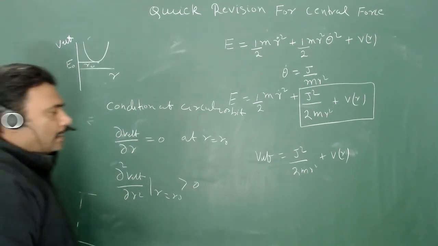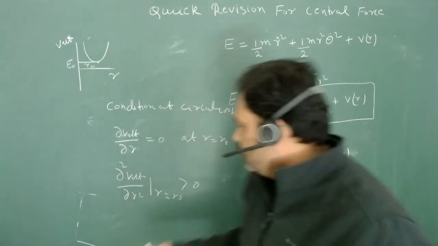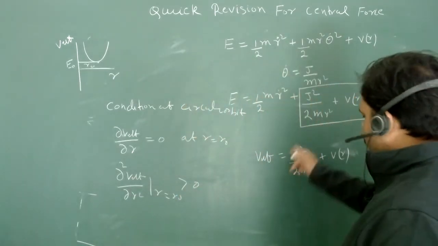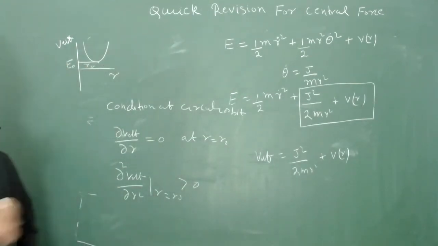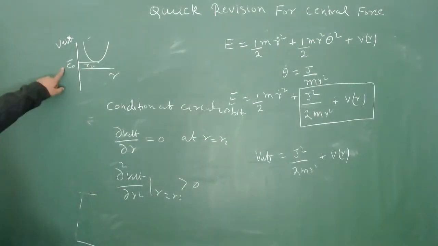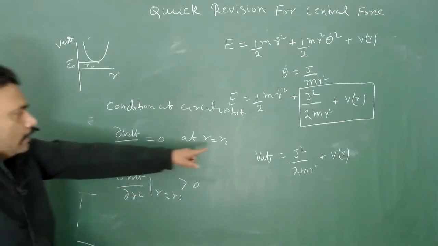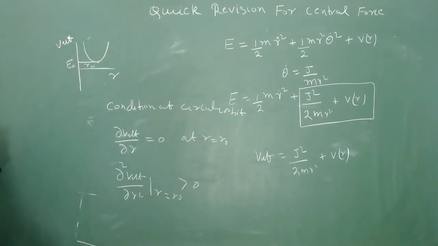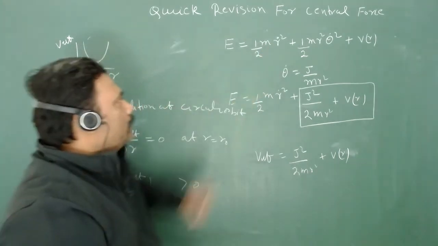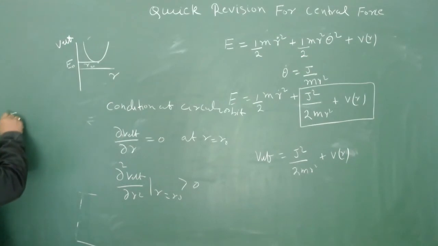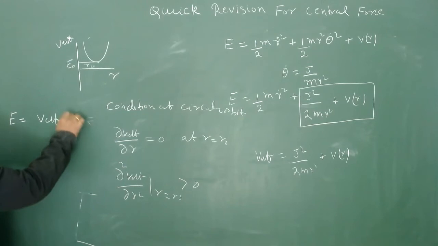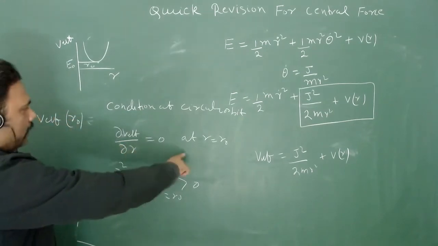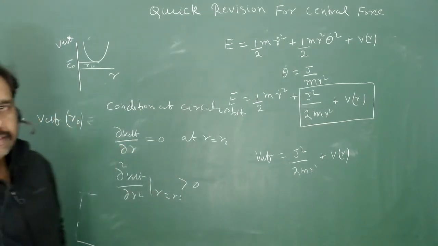And here you can use this particular expression of V effective. Obviously, you can also find what will be the energy corresponding to R naught. So from here, you can find the R naught and you can find the energy. So for the circular orbit, this translation kinetic energy is 0. So your energy for the circular orbit is equal to V effective at R equal to R naught, and we can find this R naught from here. So this is an application-based thing.